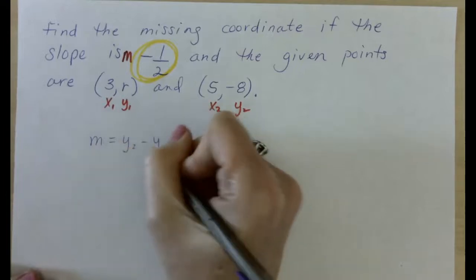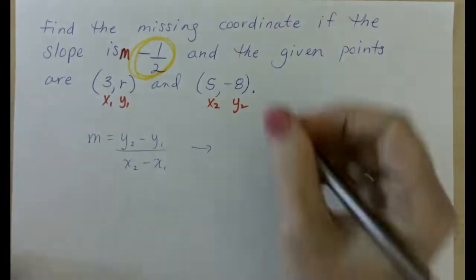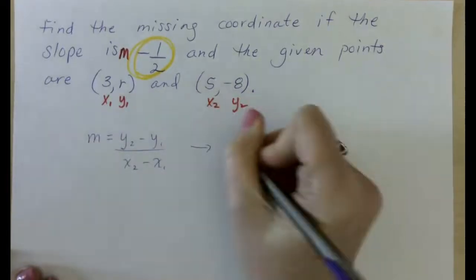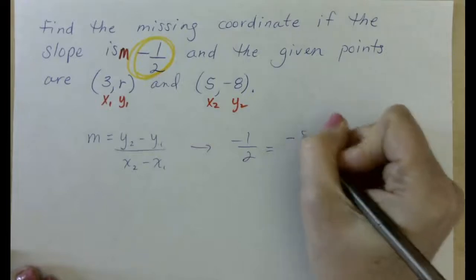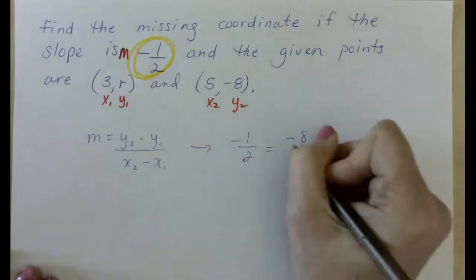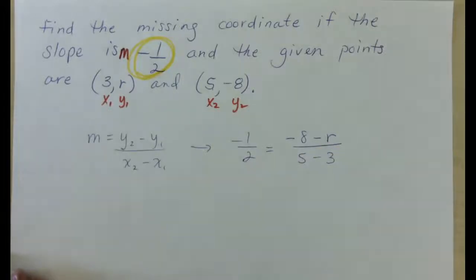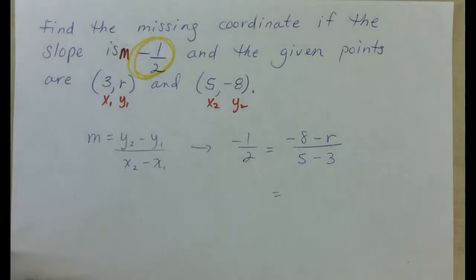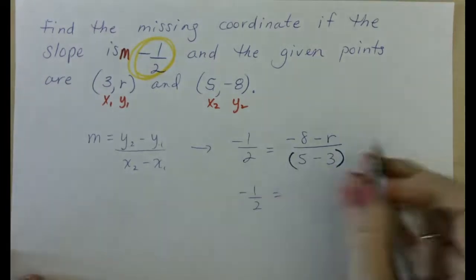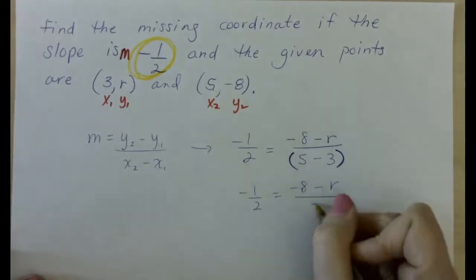So I'll write it one more time. And then we're going to work across the page here. So m is negative half, equals y2 minus y1, negative 8 minus r over 5 minus 3. So let's simplify where we can. So we end up with negative half equals negative 8 minus r over 5 minus 3 is 2.